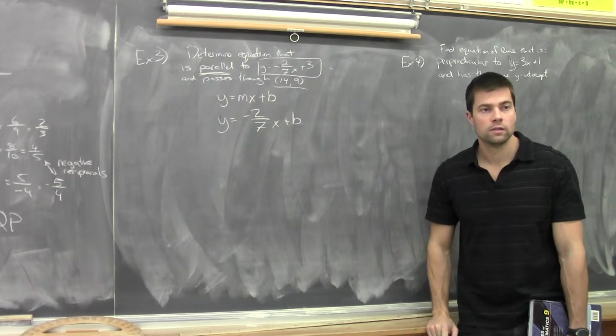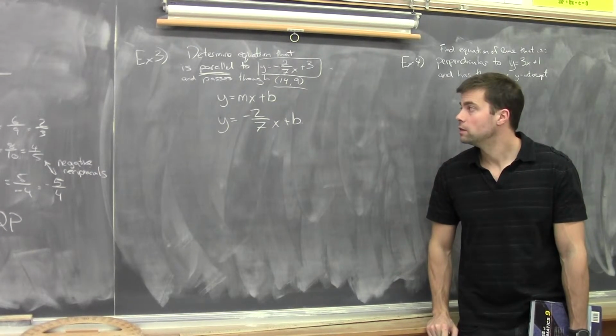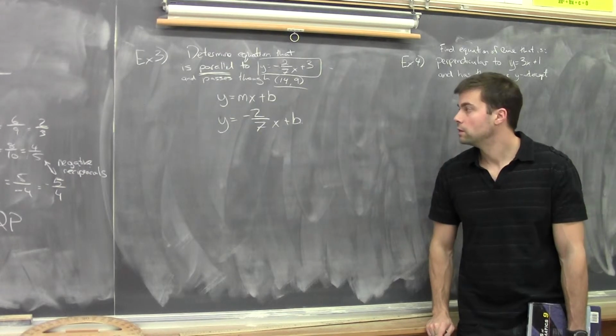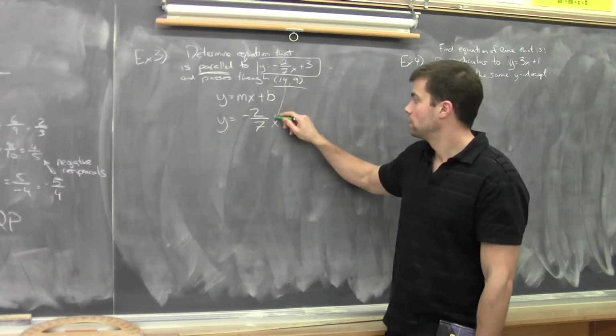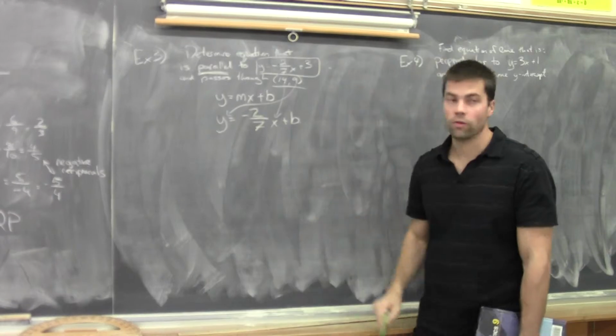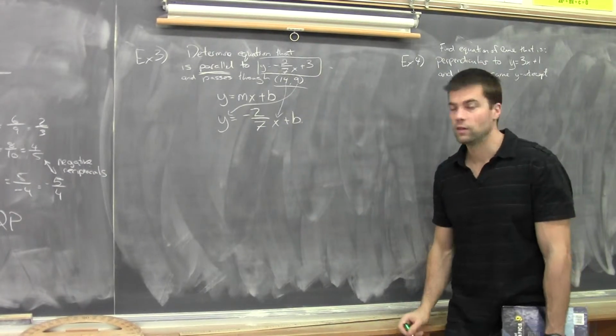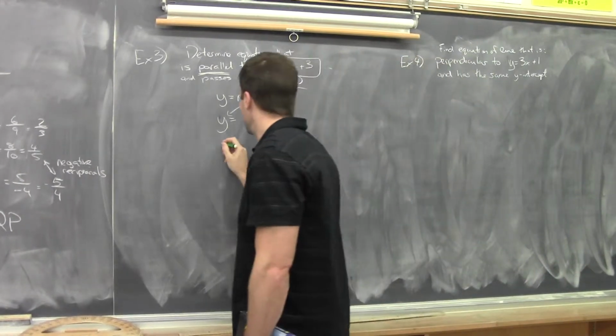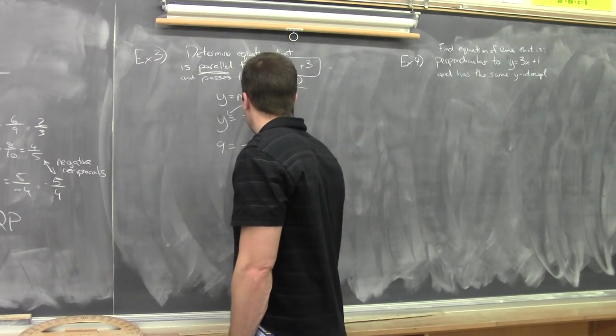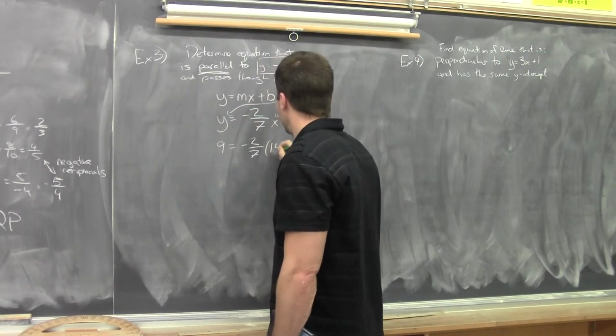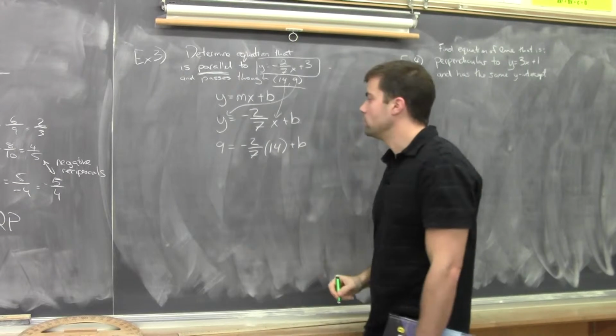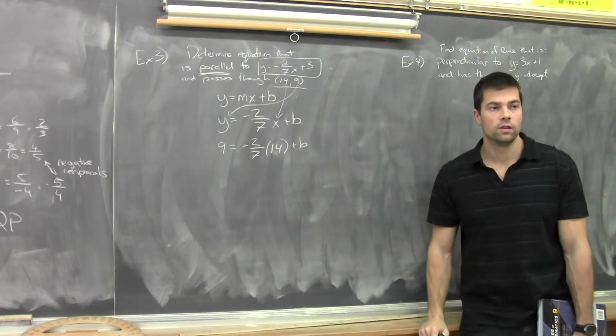Mark, you use the x would be 14 and the y would be 9. Michael told us just a little earlier. He said sub in 9 for y and 14 for x. And then using that information we can solve for b.